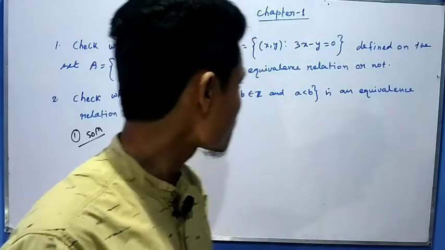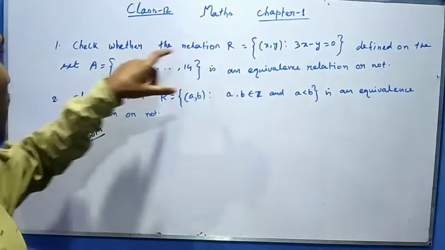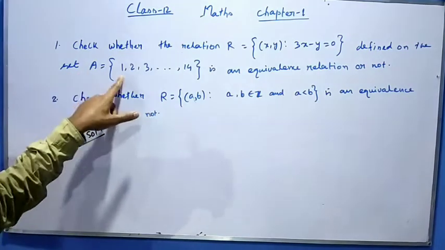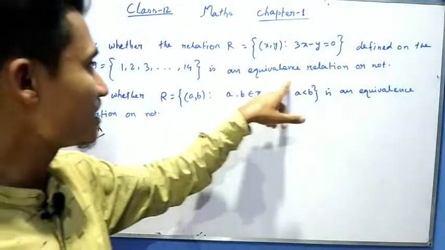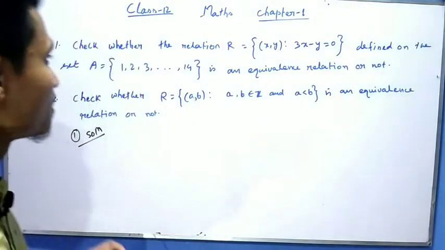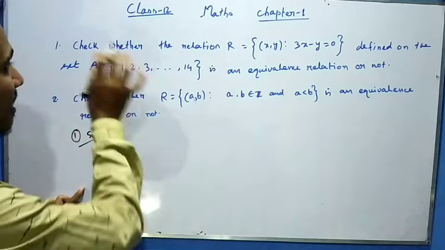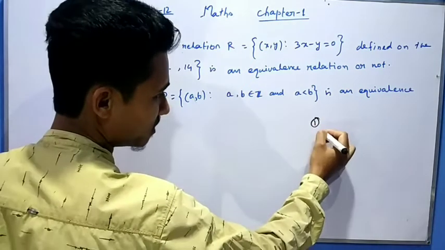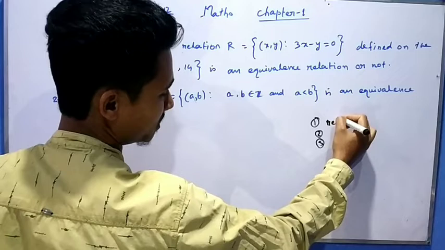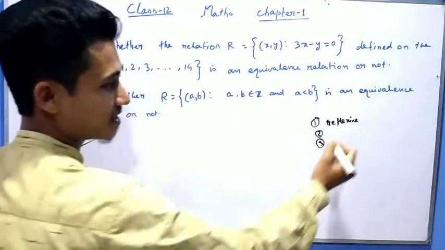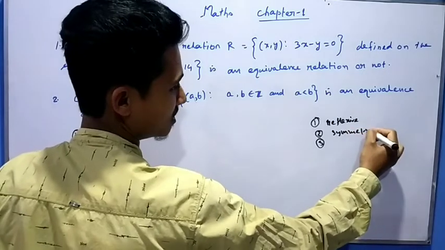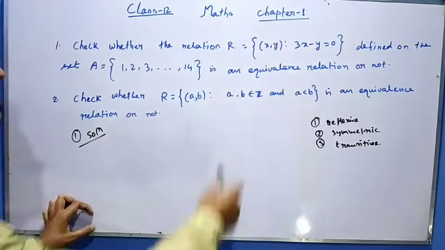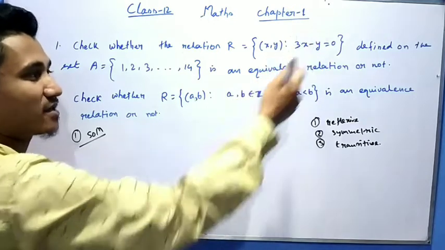So the first question says: let us check whether the relation R = {(x, y) such that 3x - y = 0} defined on the set A = {1, 2, 3, ..., 14} is an equivalence relation or not. To show whether a relation is an equivalence relation, we need to check three properties. First is the reflexive property, second is symmetry, and last is the transitive property.